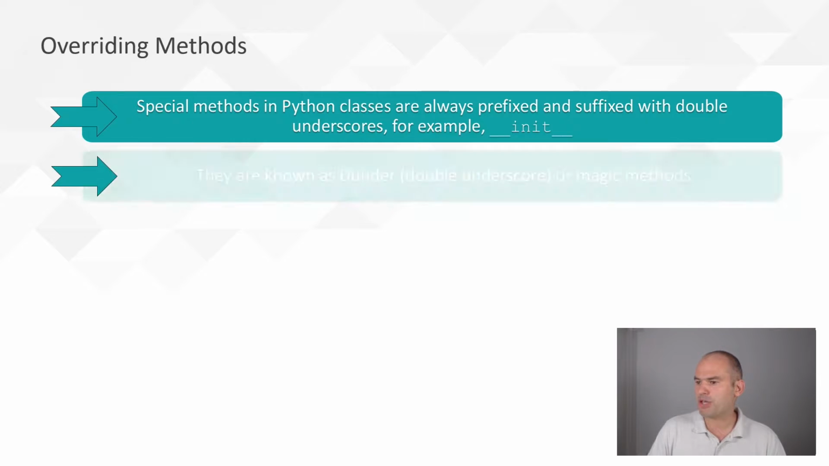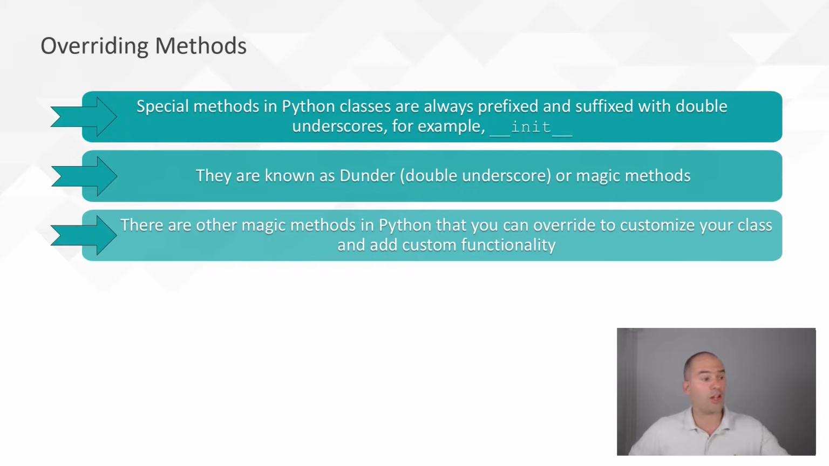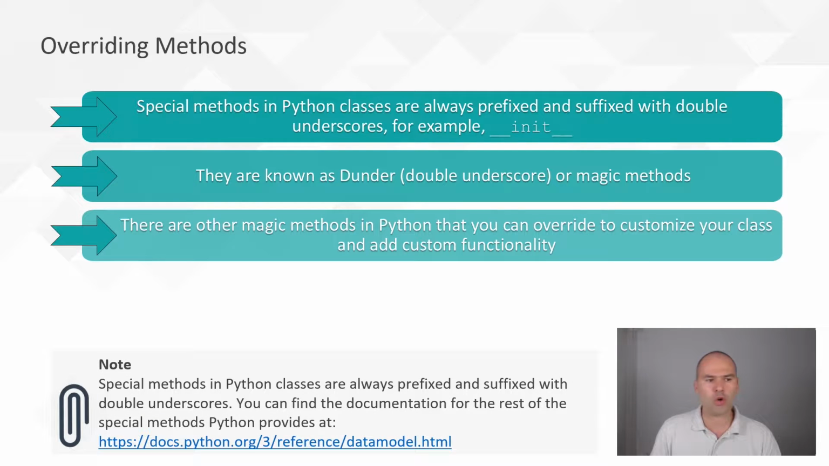So these special methods are also known as dunder, double underscore methods, and there's a number of them, and we're going to tackle in the following program one more, and that is called the str special method, and that can be used to print objects. So let's go and have a look at this in code.